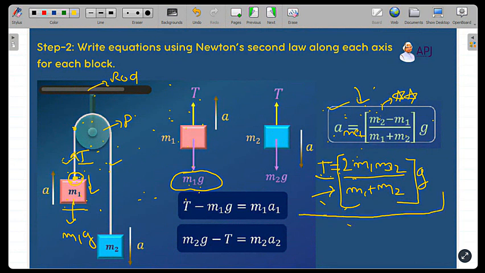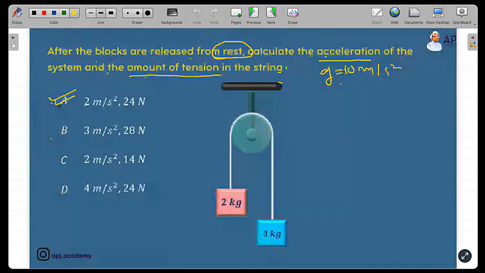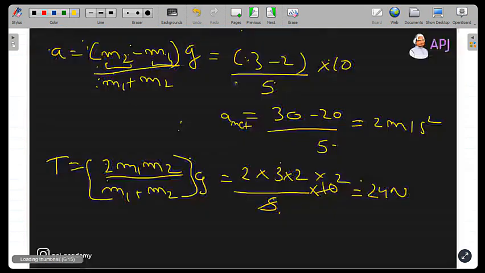Now these are the two formulas, and in the question, m1 and m2 values are given to you. g, I've always told you, you should take g equal to 10 meter per second square, and then it was a simple question after that. If you remember the formulas, you can simply solve it like this: (m2 minus m1) upon (m1 plus m2), times g. m2 is 3 kg. m1 is given to you as 2 kg. So 3 minus 2 upon 3 plus 2 is 5, into 10, the value of g. So 30 minus 20 upon 5, okay, 2. Similarly, this question. It's so easy.